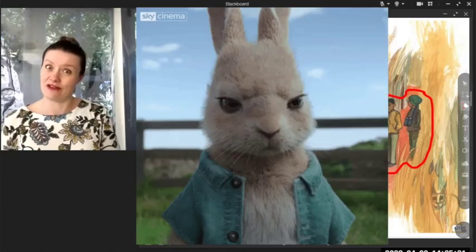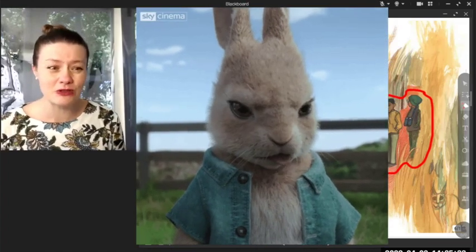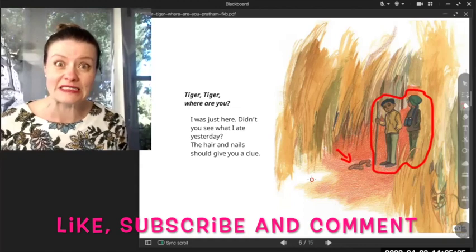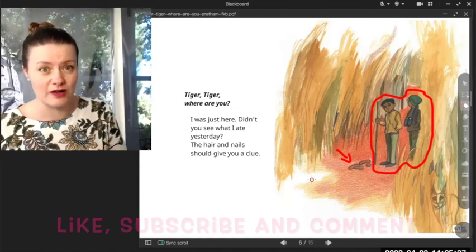That's a bit stinky for me. How about you? Would you look at tiger poop? Ooh, tell me in the comments below.